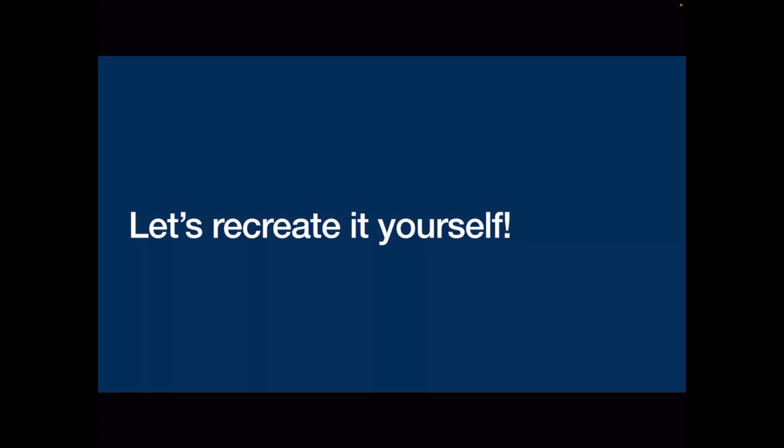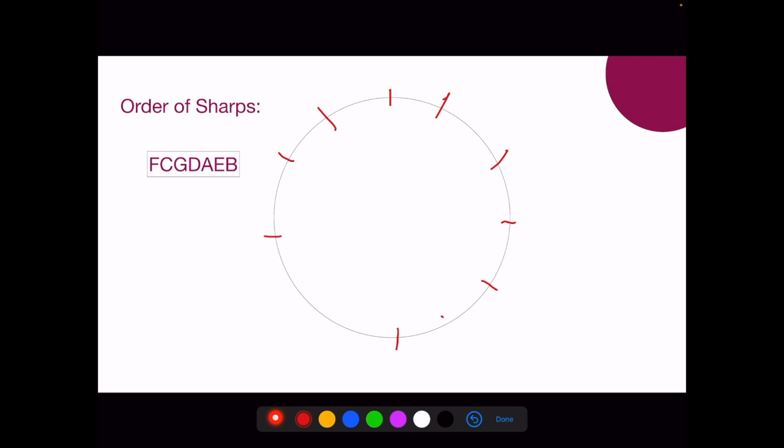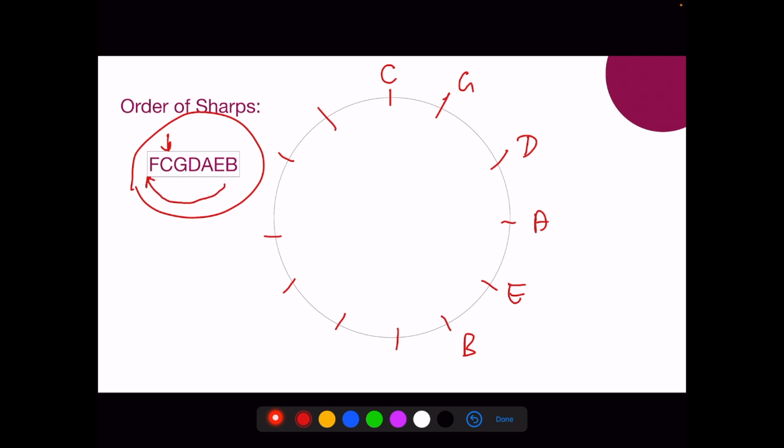All right, now let's learn to recreate the circle of fifth by yourself. We're going to first have the clock face, and the clock face means that we have 12 hours on the clock face, so that's what you're going to start with. And next, you know your order of sharps, and then you know that's always going to be C at 12 o'clock, right? From C, the next one is going to be G, D, A, E, B. And after B, we have to come back, re-loop, and that's when you have F sharp and C sharp.